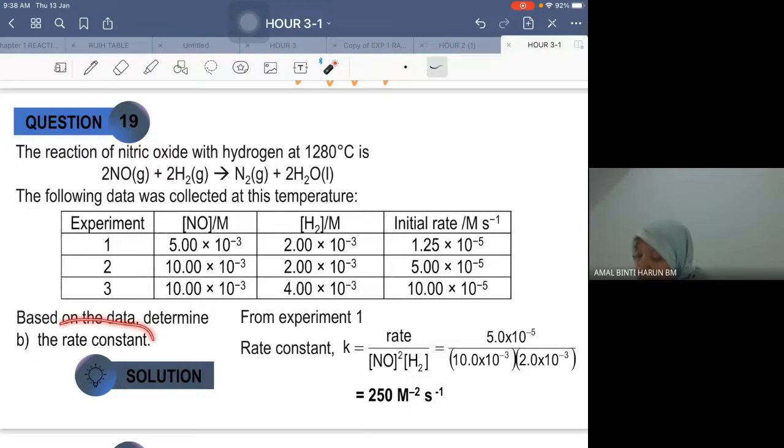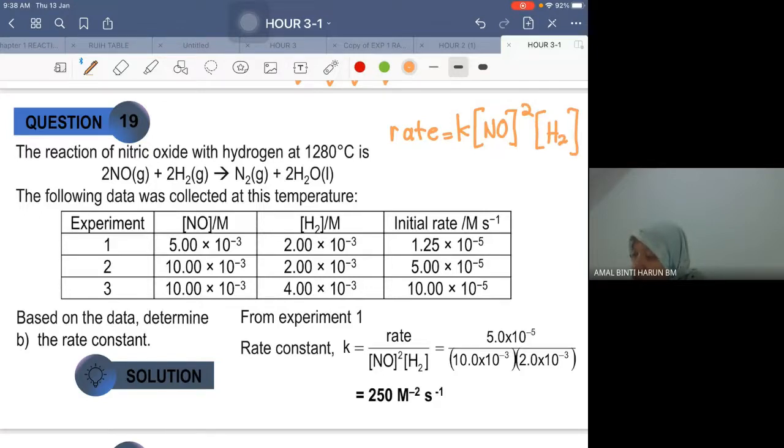Apa ni? Determine the rate constant. Okay. So kita tulis balik rate law. Ini yang mana soalan tadi. Tulis balik rate equal to K concentration NO second order, concentration hydrogen first order. So soalan minta rate constant. Nak cari rate constant. Apa yang kita buat? Pilih mana-mana data daripada setiap eksperimen, daripada mana-mana eksperimen. Let's say you nak pakai data eksperimen untuk soalan ni dia pakai 10-25.